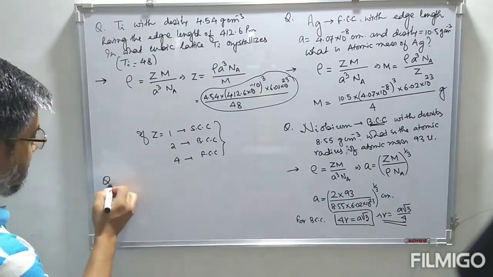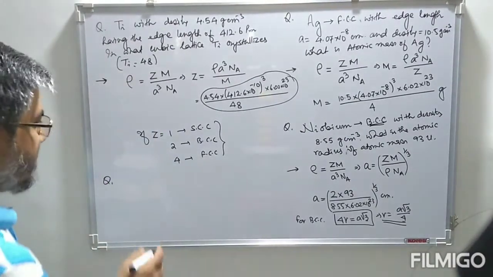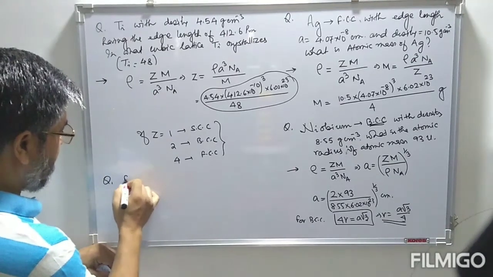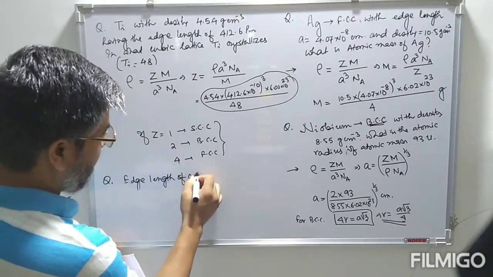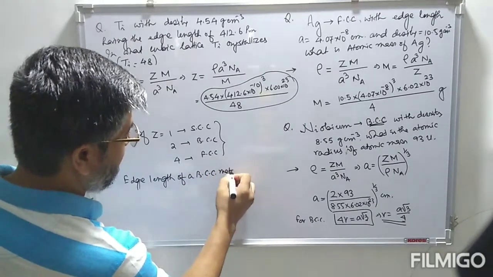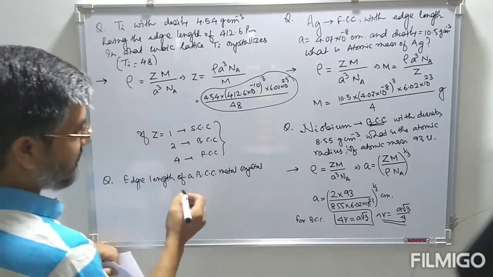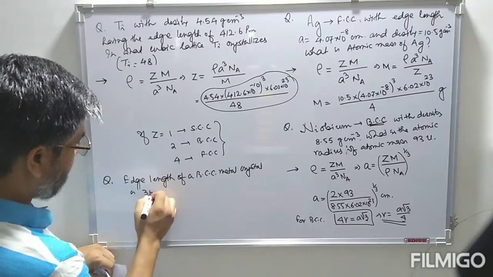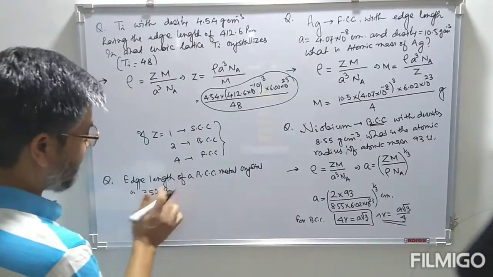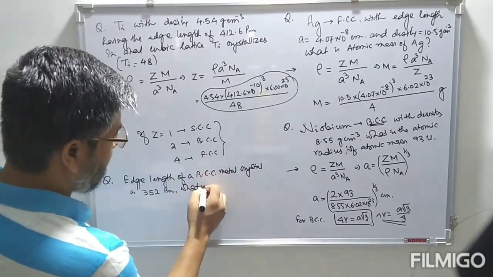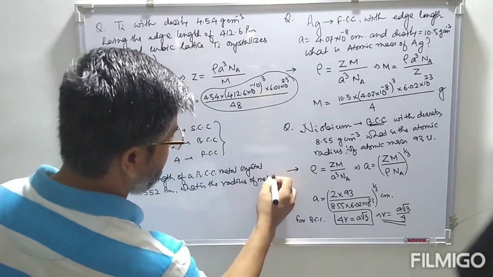One more question here. The edge length of a BCC metal crystal is 352 picometer. Then what is the radius of the metal?